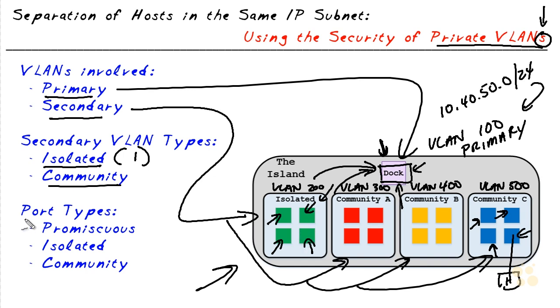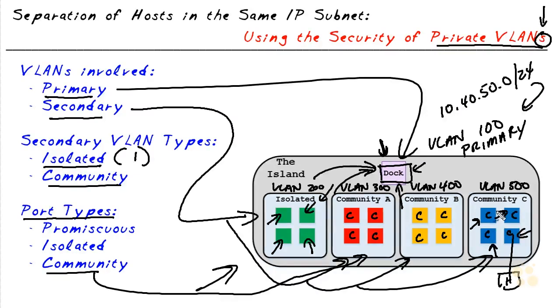So what are the port types? Well, if we have a port that's associated with a community, that would be a community port. So that's a community port for Community A, community port, community port, community port. In Community B, all the ports associated with Community B would be community ports for Community B. And the same thing for Community C. All the ports associated with Community C in VLAN 500 in our example are community ports for that community.